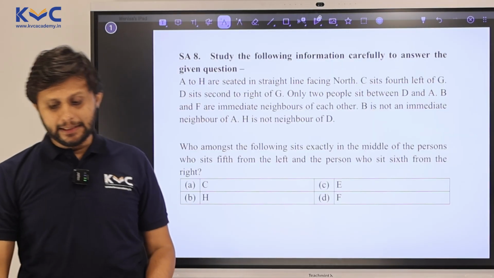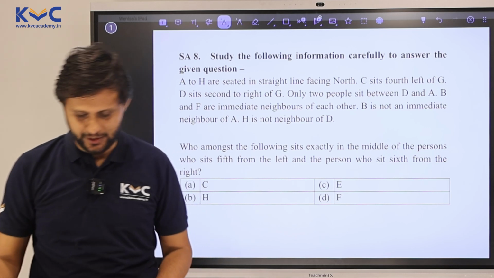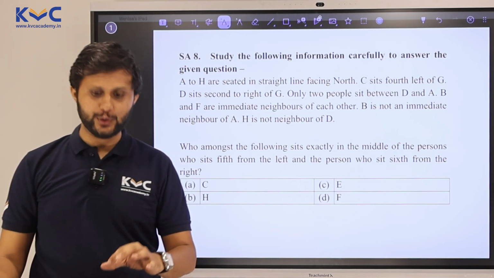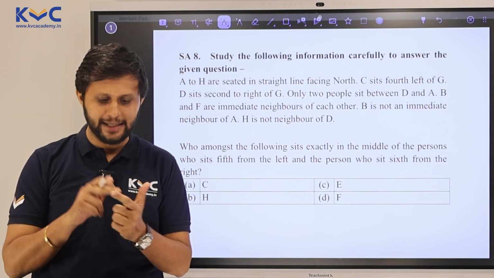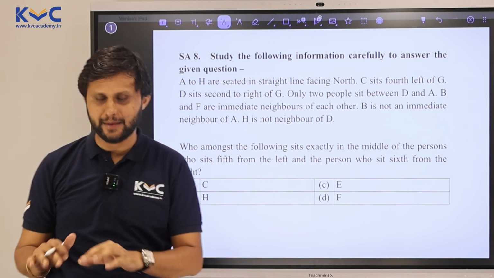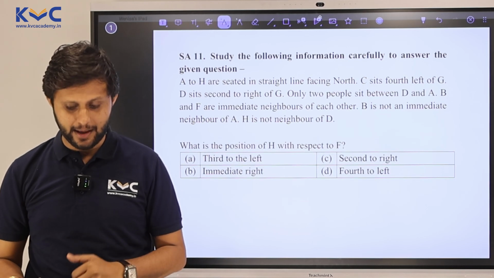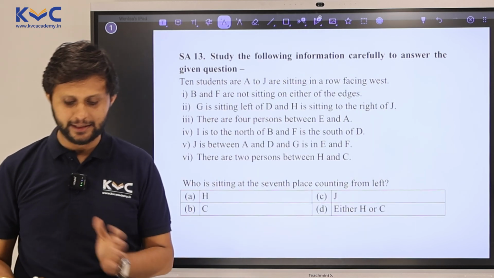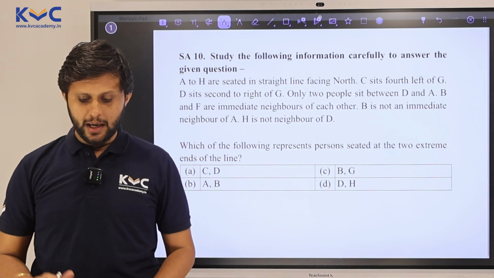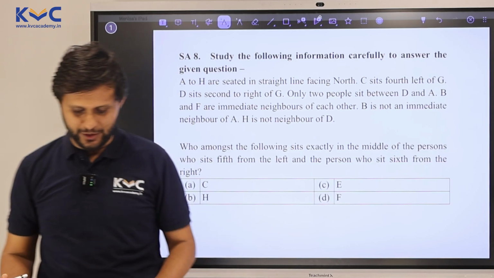Question number 8. Study the following information carefully to answer the given question. Now this question is common for the next 4 questions that we have. So basically for 8, 9, 10, 11, 12, these 5 questions we have the same information. Up till here we have the same information and then we go to the next question. So we need to get the order right. We'll do it slowly and then there are sub questions.